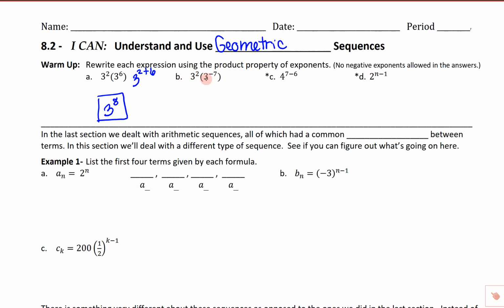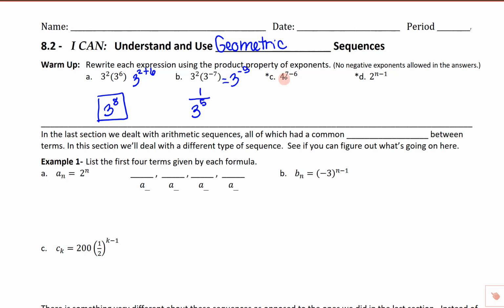So 3 to the second times 3 to the negative 7. There's a couple ways we could do this. I'm just going to add these together. So keep our base the same. 2 minus 7 is negative 5. And then we do not want any negative exponents. So remember, if we want to get rid of the negative exponent, if it's in the numerator, we switch it to the denominator or vice versa. So this would become 1 over 3 to the 5th to get rid of that negative exponent.